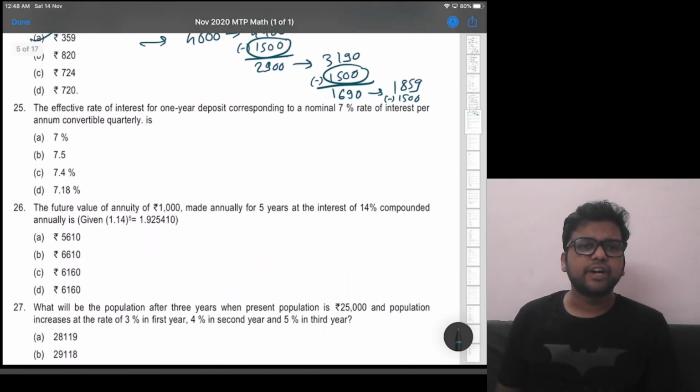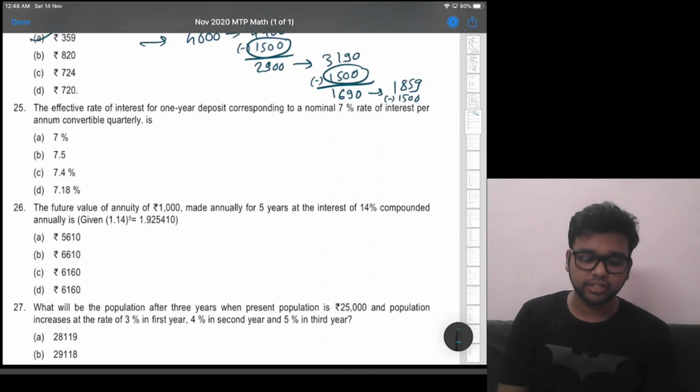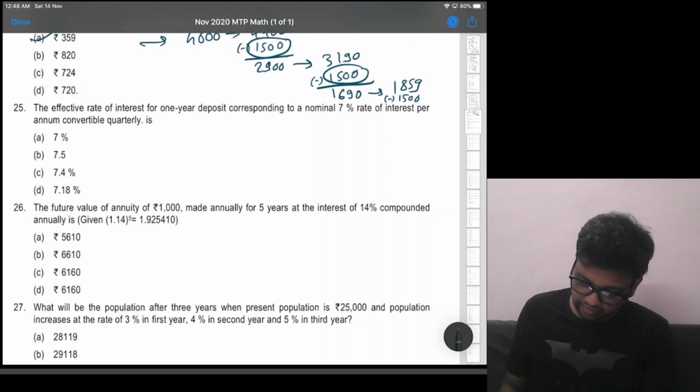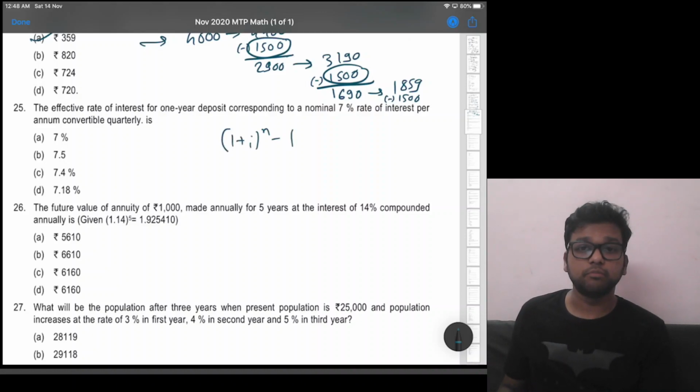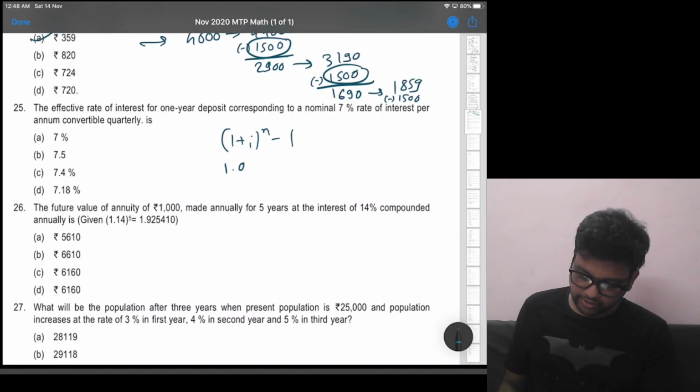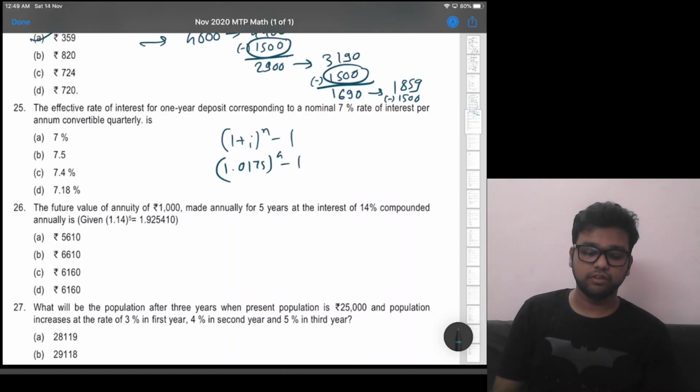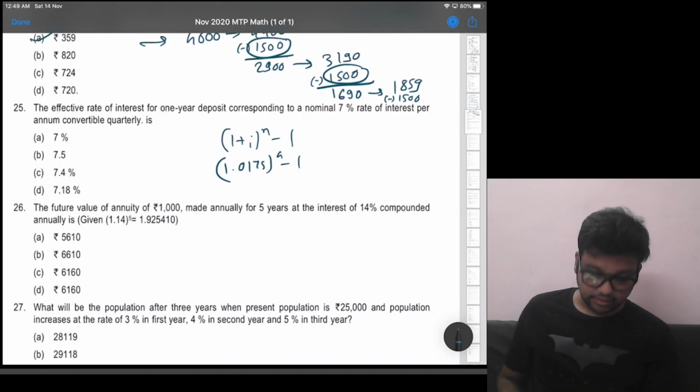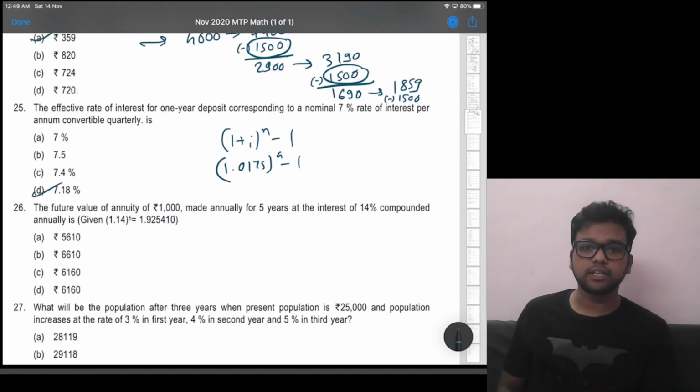25th, easy. Effective rate of interest for 1 year deposit corresponding to nominal 7% rate of interest per annum, convertible quarterly. Quarterly means 4 quarters in a year, so 7 by 4. So rate is 1.75%. So formula of effective rate is what? 1 plus i raised to n minus 1, but quarterly. So 1.0175 raised to, there are 4 quarters, minus 1. So 1.0175 raised to 4, into and 3 times equal to, minus 1. That gives us 7.18%. Option D is the correct answer.